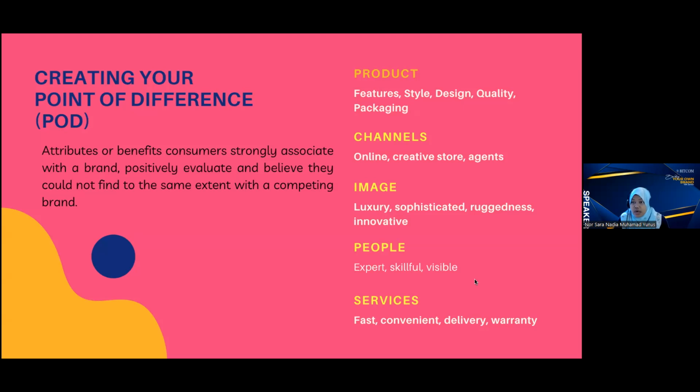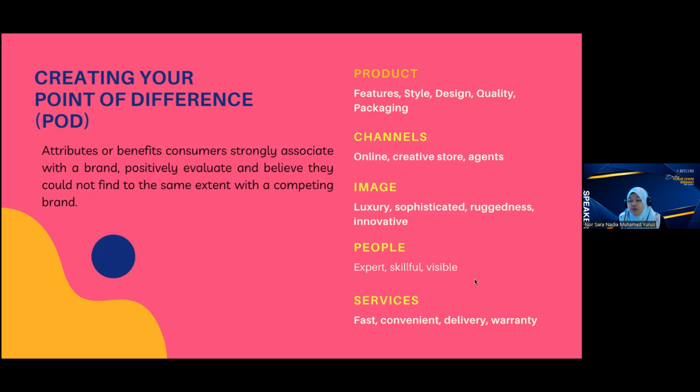Attributes or benefits is your company, is your brand. Okay, how to create this point of difference? Ada 5 cara macam mana kita boleh utilize. We can create our points of difference ataupun we can be different through our product number 1. In what way? Our features, style of our product, our design, quality that we offer, or even packaging. Ada company content of their product is biasa je, tapi the packaging cantik and people go for that packaging. So that's how we create difference, ataupun we create point of difference for our offerings.